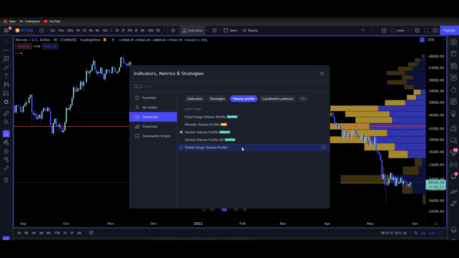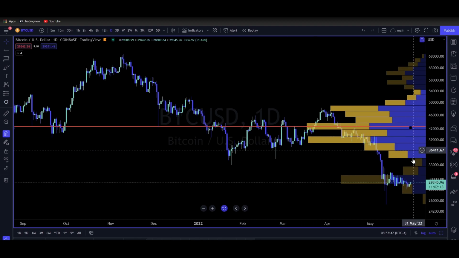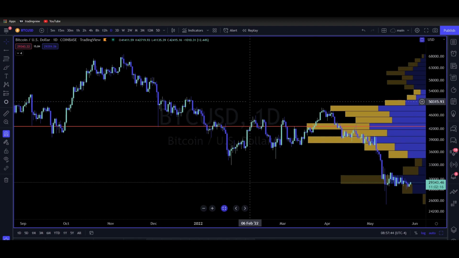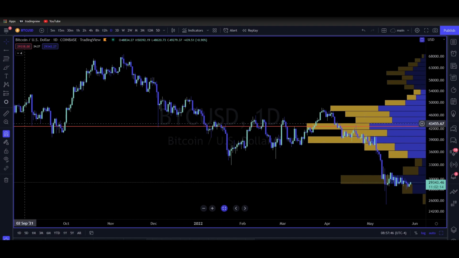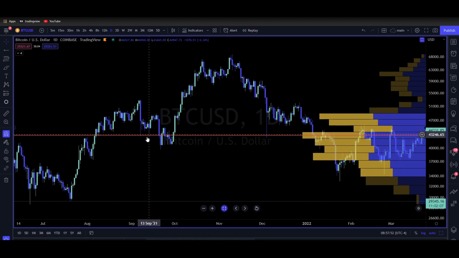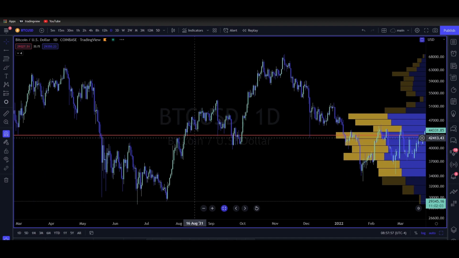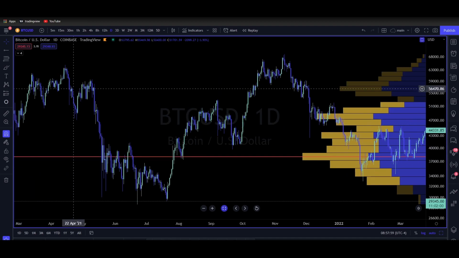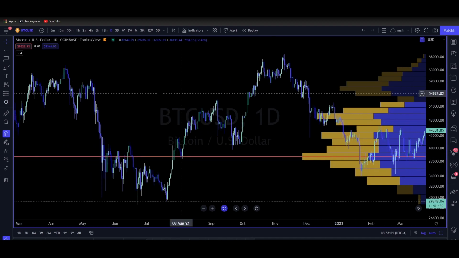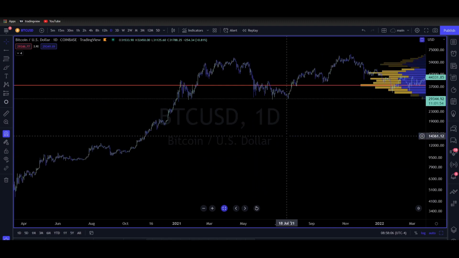Visible range profile. It's the worst one on the whole page, in my opinion. This histogram shows you the point of control on the range of price that you have on the chart. So if you just move this, then this changes. How are you going to be able to be consistent in the way that you look at price if you have to have the same amount of daily candles on the screen at all times in order to be consistent? This tool is useless in my opinion.